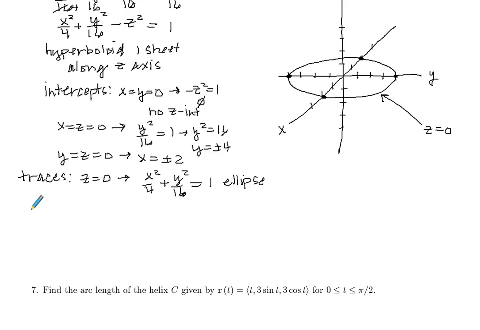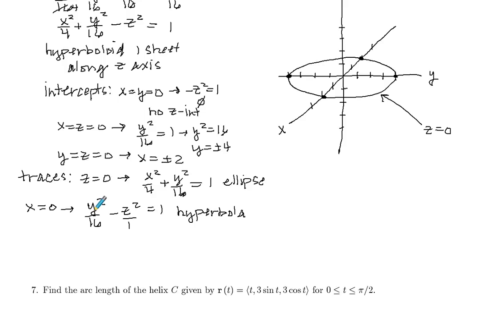And let's do another trace. Why don't we keep up with coordinate planes? They give the nicest traces here. So what if x equals 0? Then that's going to drop out this term. So you're going to get y squared over 16 minus z squared equals 1, and that's a hyperbola. And that's actually z squared over 1. So remember, this is y squared over 4 squared and z squared over 1 squared. So this is a hyperbola that opens along the y-axis.